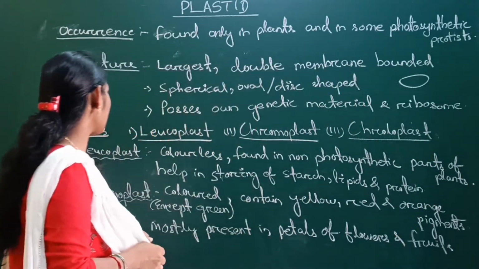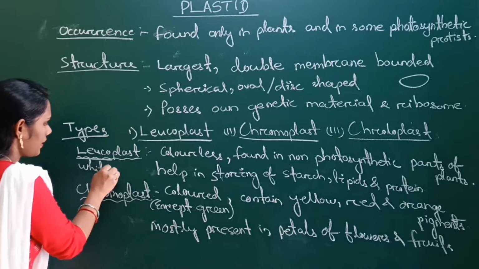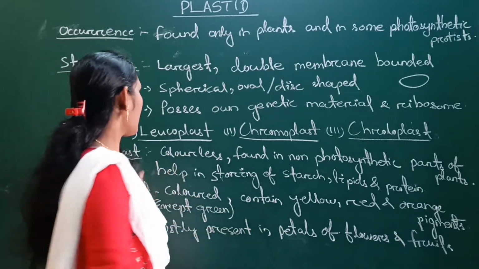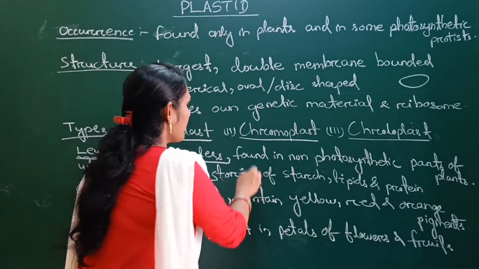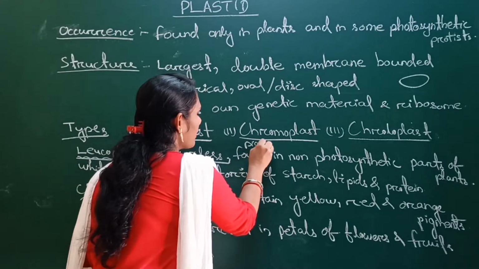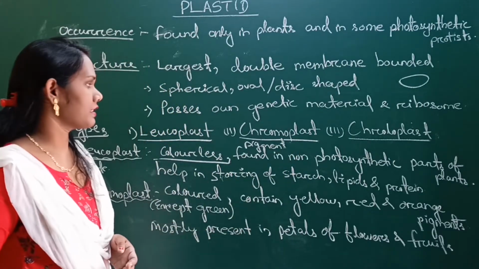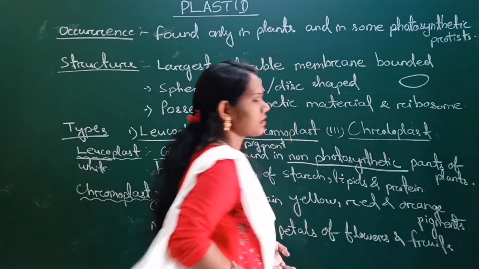Okay, so leucoplast: leuco means white. So the leucoplasts are colorless plastids, having no color and no pigment due to the absence of any pigment. It is a colorless plastid and it is found in non-photosynthetic parts of the plant.